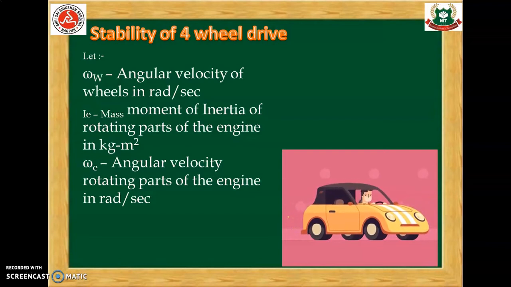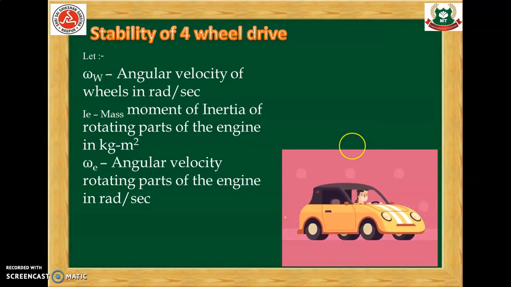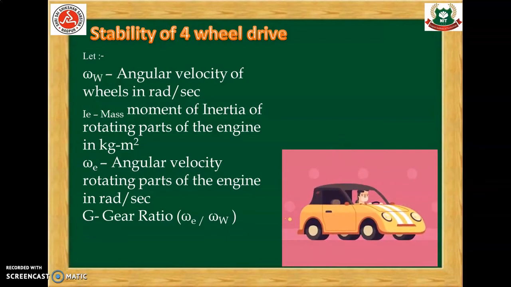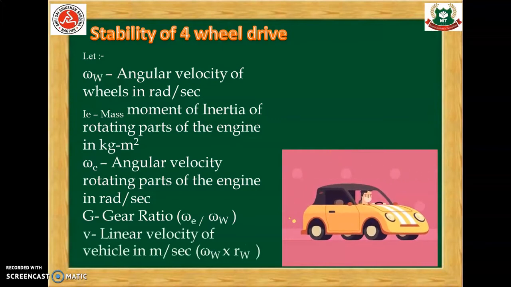Omega e is the angular velocity of rotating parts of the engine in radians per second. Capital G is the gear ratio, and this gear ratio is basically the ratio of angular velocity of the engine to the angular velocity of the wheel. And v is the linear velocity of the vehicle in meters per second, and we know that v is basically equal to omega into r. Here, if we are talking about the velocity, the velocity comes on the wheels, that's why the angular velocity of the wheels is multiplied by the radius of wheel, so you will get the linear velocity.